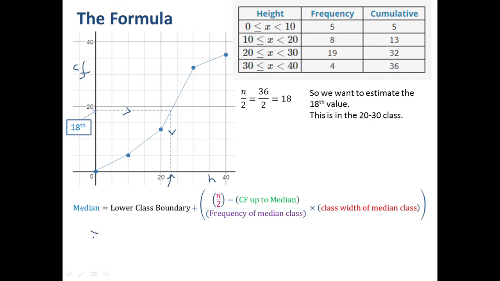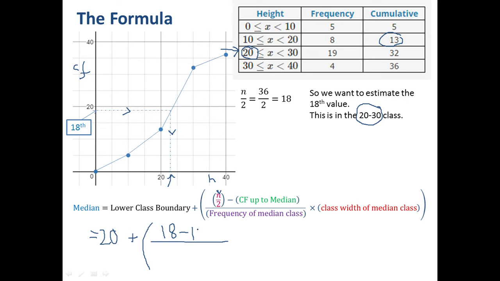So first of all, we need the lower class boundary. Now normally you wouldn't have the cumulative frequency graph drawn, but we know that it's in the 20 to 30 class, which is this row here, and the lower class boundary there is 20. So now we've got n over 2, which is 18. You could write 36 over 2 if you wanted to. And we take away the cumulative frequency up to the median. And the cumulative frequencies up to the median class are 13.